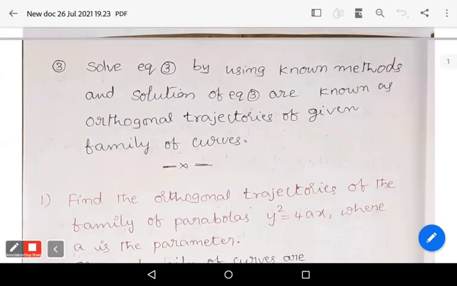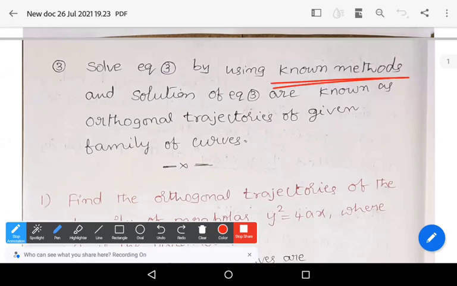We get a differential equation, equation number 3, which is the differential equation of orthogonal trajectories. Now solve equation 3 by using known methods. You can use any method, linear equations, integrating factors, or homogeneous equations. Solve equation 3 by using known methods, and the solution of equation 3 is known as the orthogonal trajectories of the given family of curves.